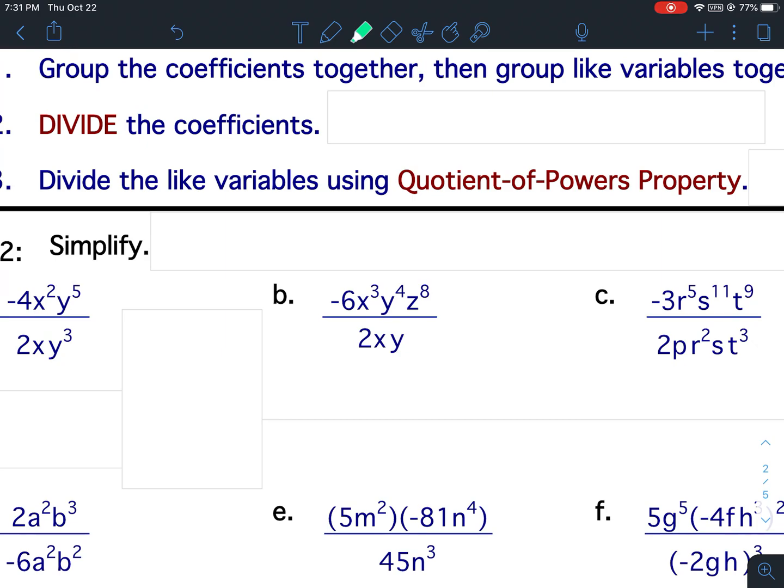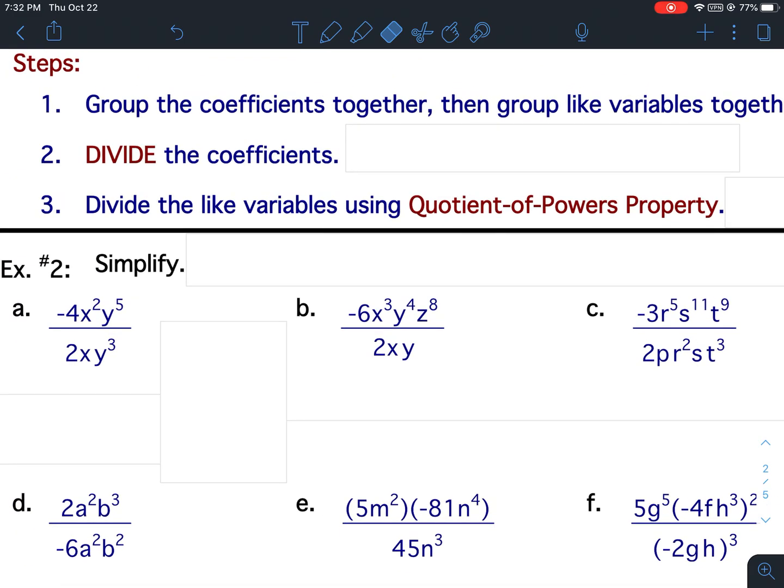In other words, I see that I've got a negative 6 and 2, so they would group together. My coefficients would group together. The x cubed and the x to the first would group together. The y to the fourth and the y to the first would group together. And then I also notice here that it's just z to the 8th on top, which will stay z to the 8th in the numerator. So that's how you're going to group it. You're just going to visually look at it and group it together.